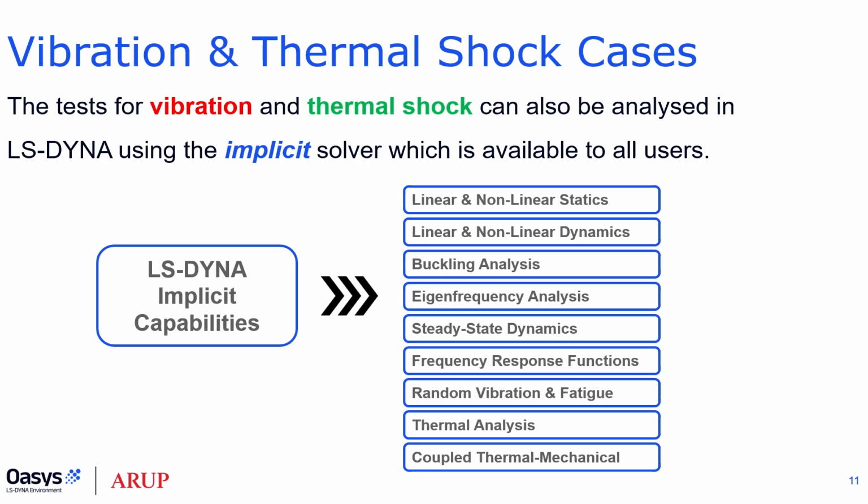When we consider the vibration and thermal load cases, the implicit solver in LS-DYNA is more suitable. The implicit solver capabilities include linear and nonlinear statics and dynamics, frequency domain calculations, random vibration and thermal analysis, and this makes it ideal for these battery load cases. What's more, the implicit solver is easily accessible in LS-DYNA, usually with the addition of a few extra control cards to the model and a few specific keywords.